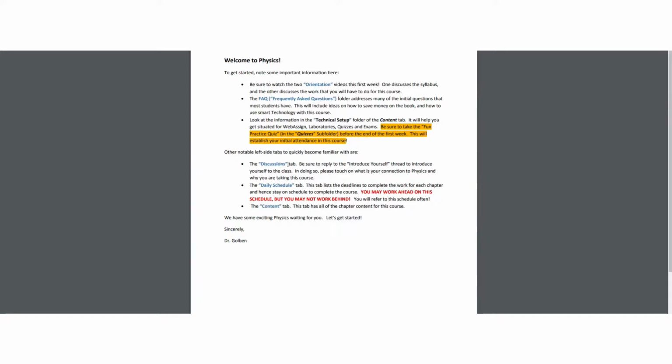You also wish to check out the discussions for anything that is going on with this course, and the daily schedule. The daily schedule is a dedicated tab on the left, and it's your calendar for the course. So it has a suggested timeline for how you do your lectures, but there are also dates in there that are the due dates for quizzes and exams, and you cannot miss those due dates. You can work ahead on the schedule, but you may not work behind. So you wish to check out the daily schedule often in this course.